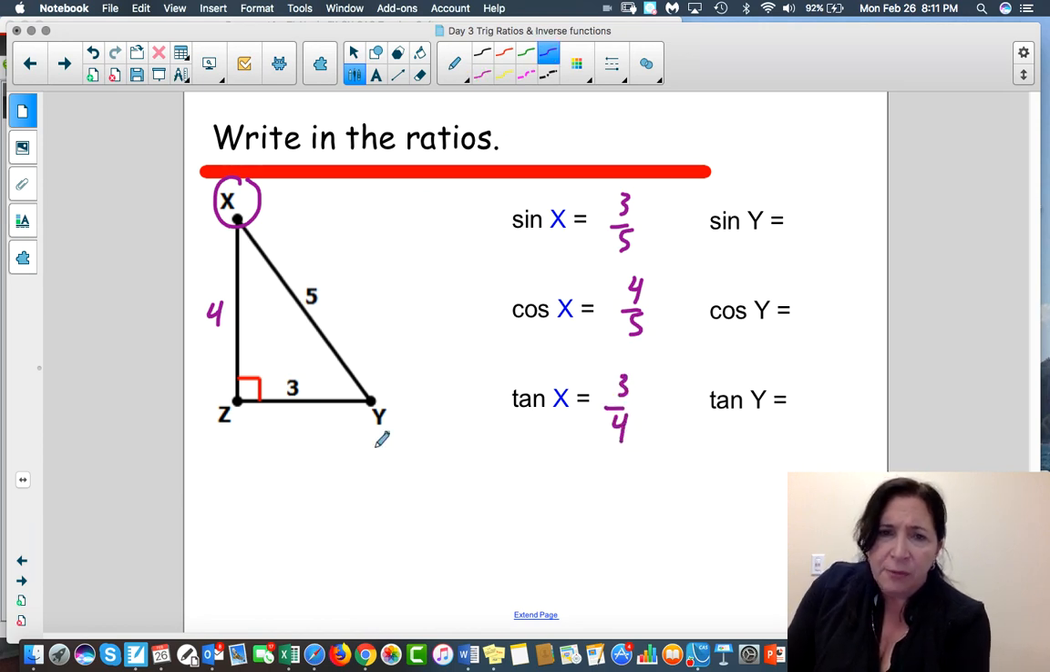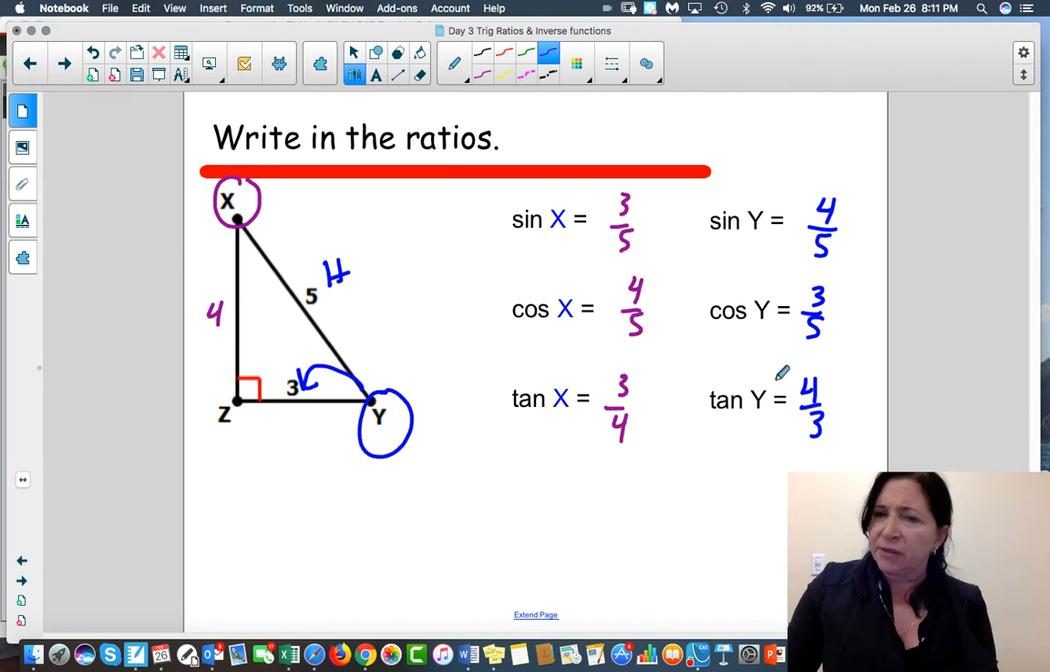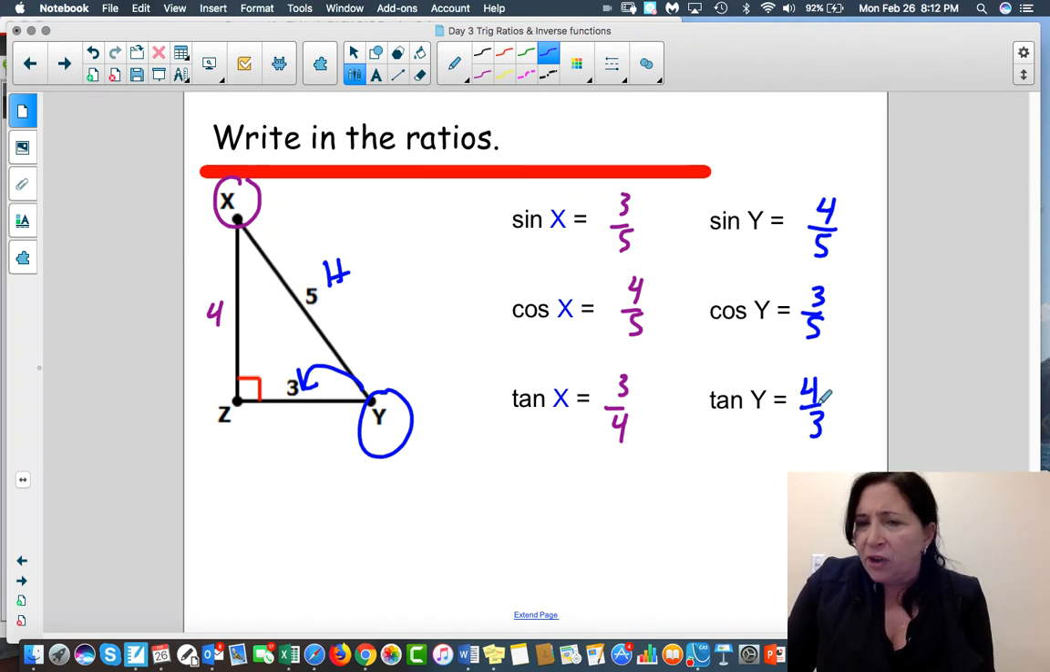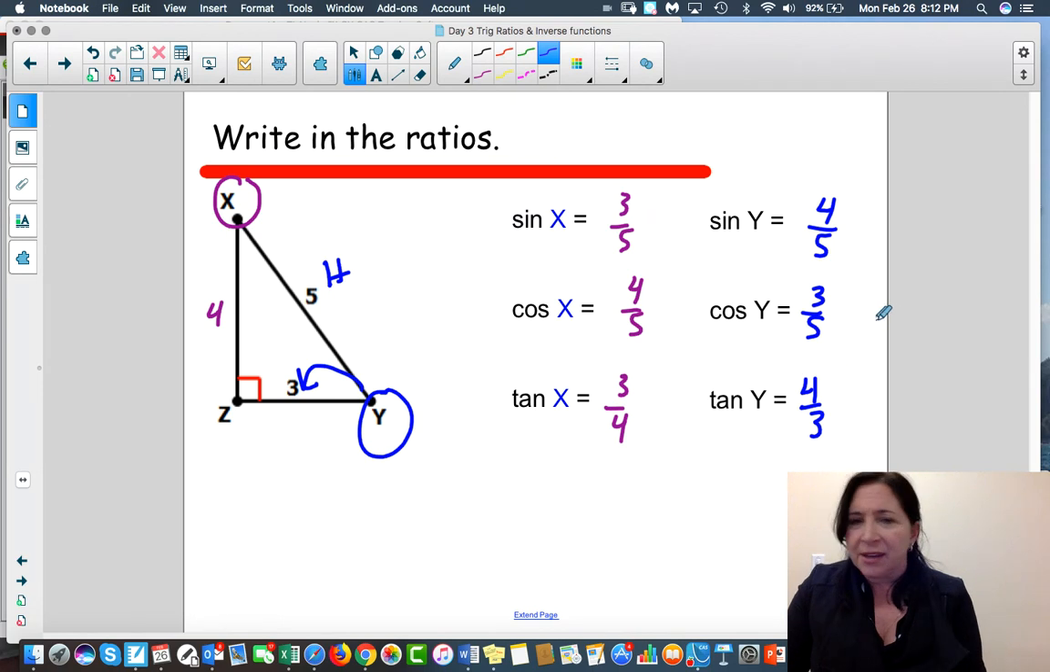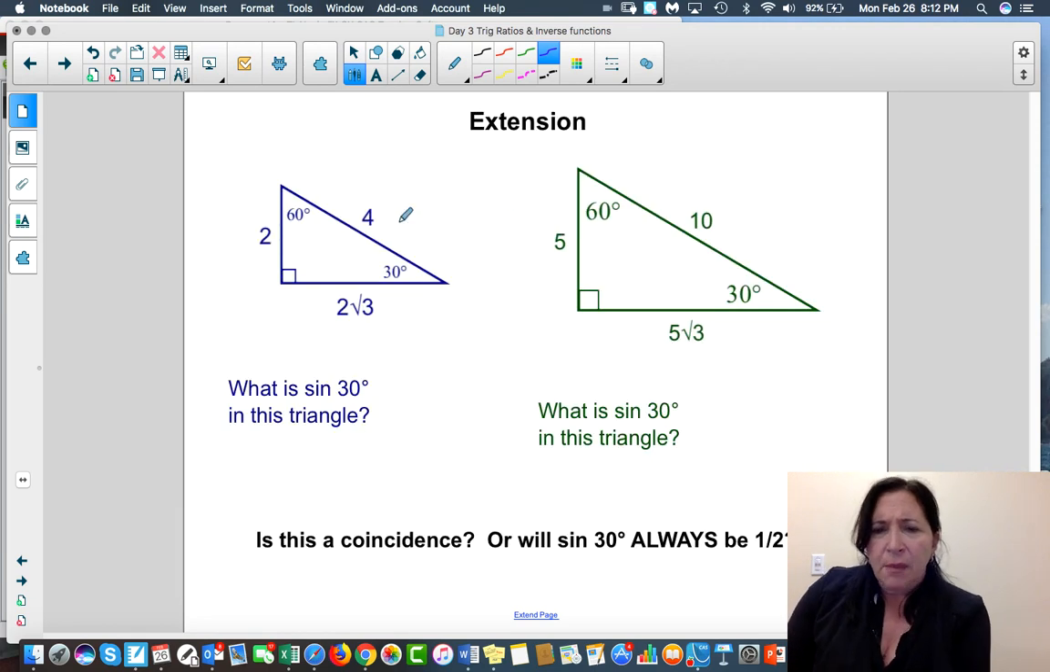Now, for sine of y, here's y. Sine is opposite over hypotenuse, so that's 4 over 5. Cosine of y is adjacent over my hypotenuse, so that's 3 over 5. And tangent is opposite over adjacent, so that's 4 over 3. And again, I want to advise you, just because it's top heavy, just because you're thinking, oh, I need to make that into a mixed fraction, you don't. It's a ratio. It's comparing two sides. Leave it alone.